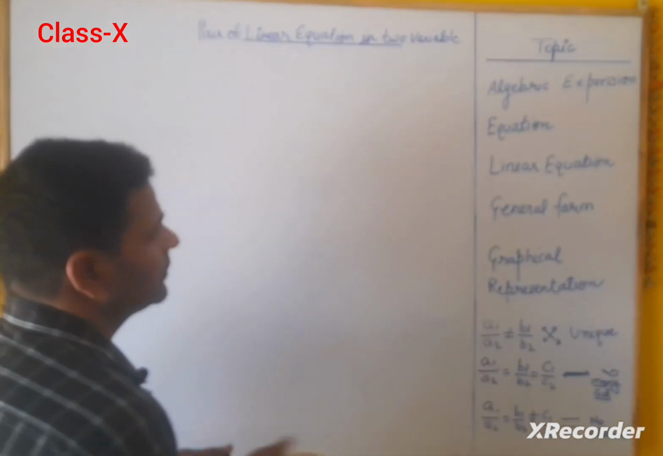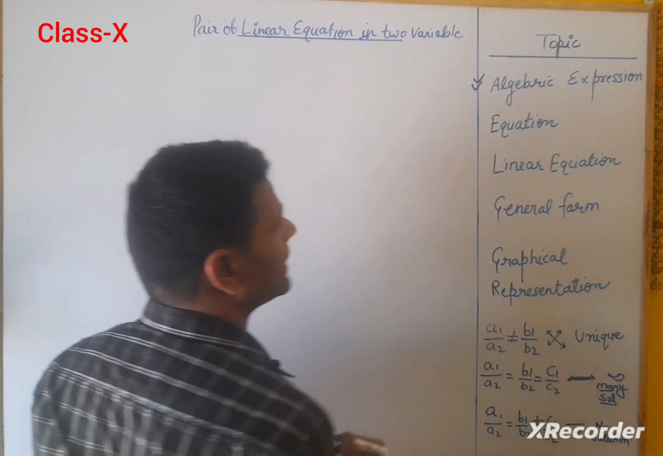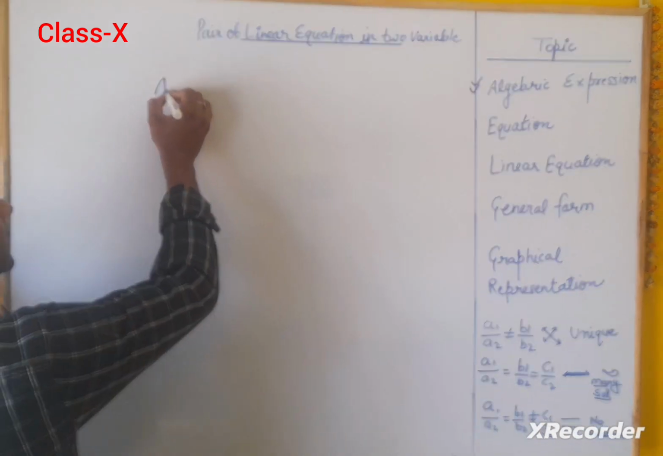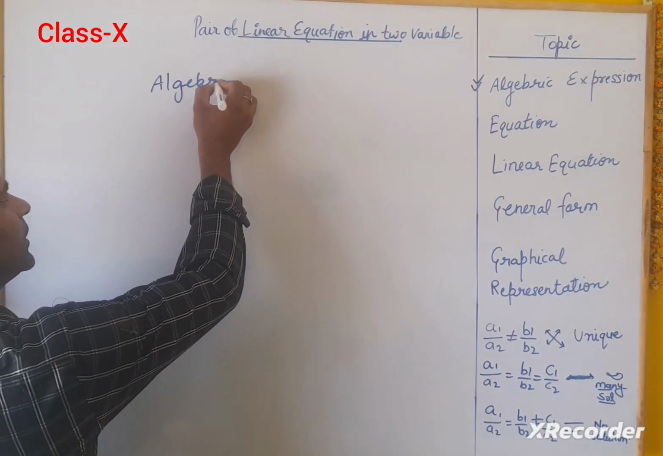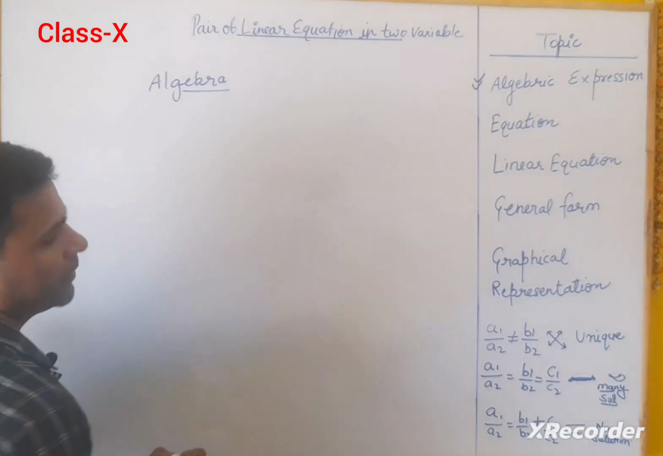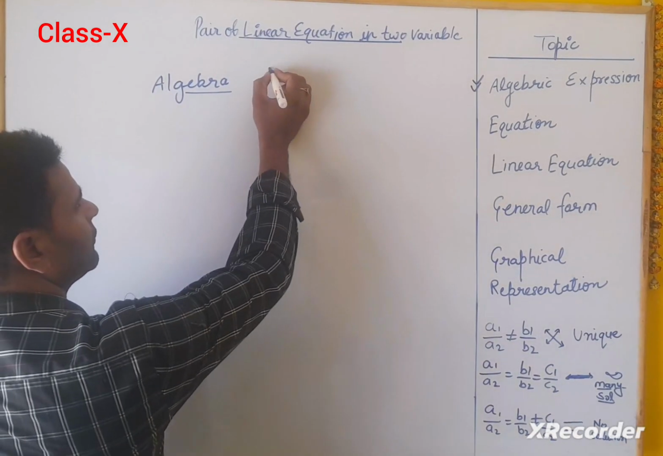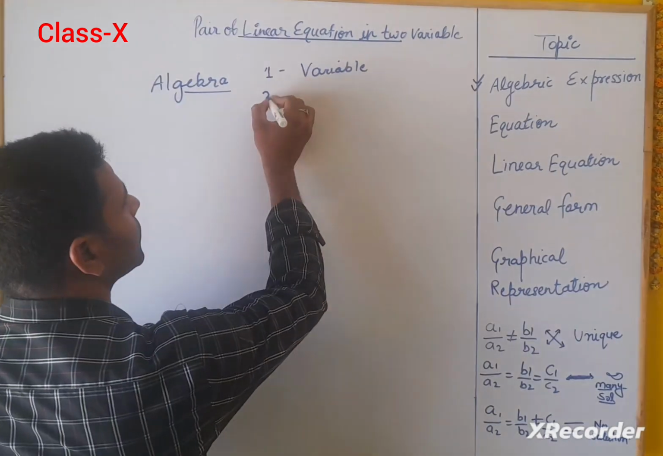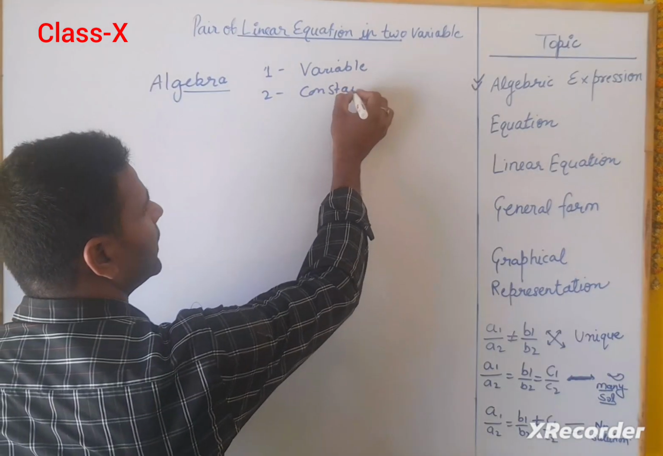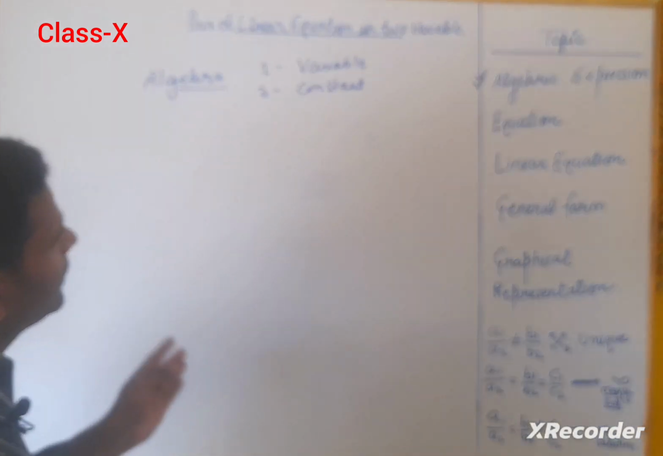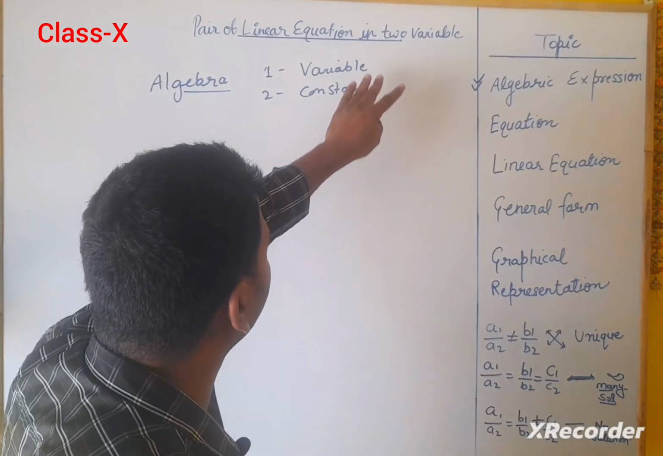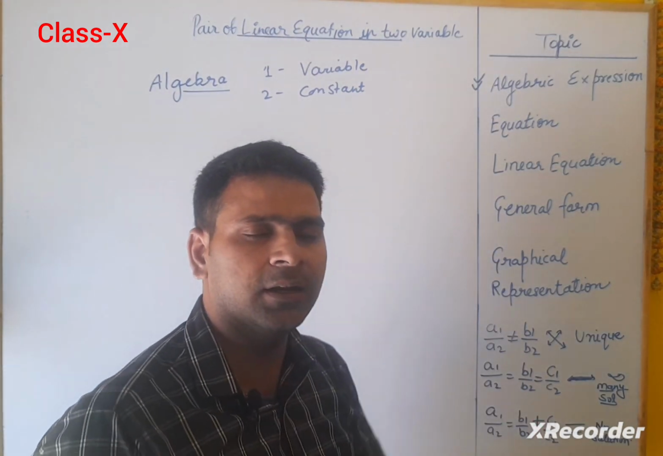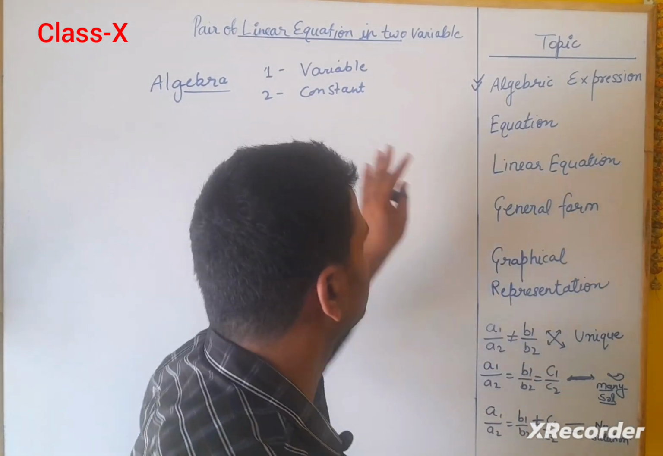I will start from the first topic: what is an algebraic expression? When we talk about algebra, we know that two kinds of terms are there. The first is the variable and the second is the constant. When we represent variables and constants in terms of the four fundamental arithmetical operations, that is known as what?